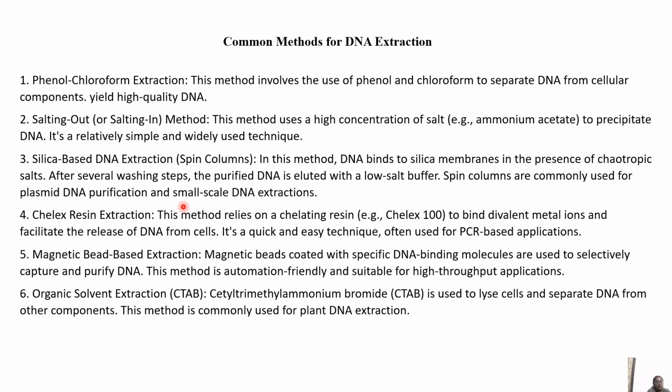And then there's organic solvent extraction, CTAB. It is basically cetyl trimethyl ammonium bromide, and it is used to lyse cells and separate DNA from other components. This CTAB is a pretty strong detergent, which is why it is commonly used for plant DNA extraction.